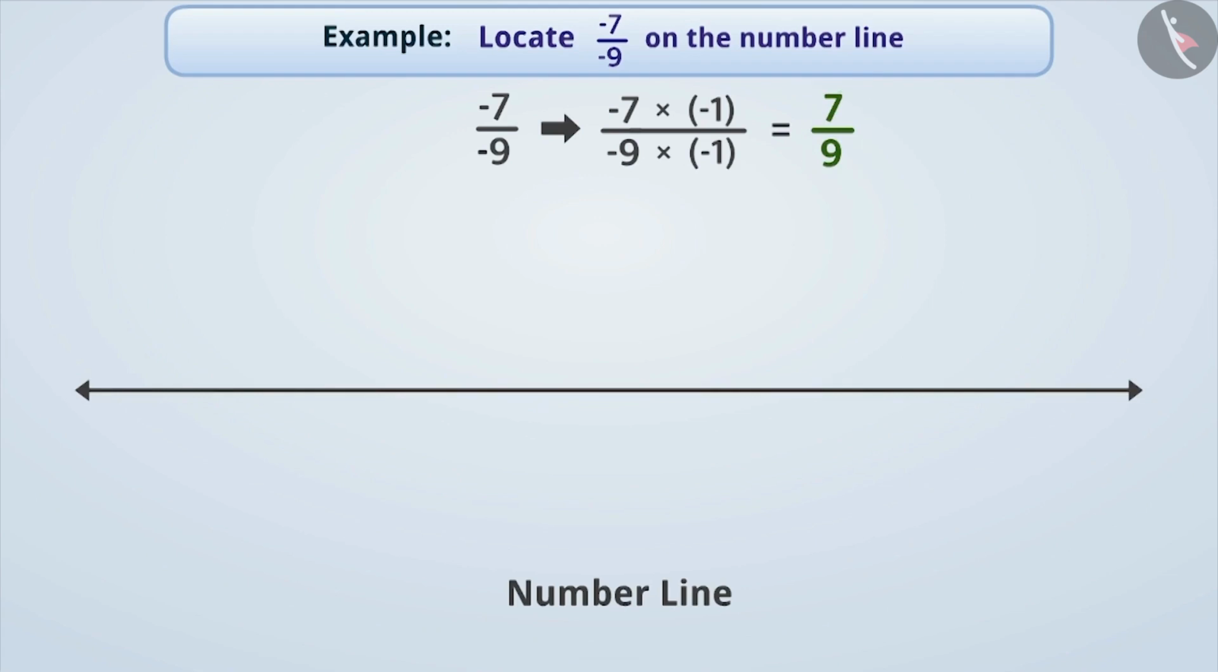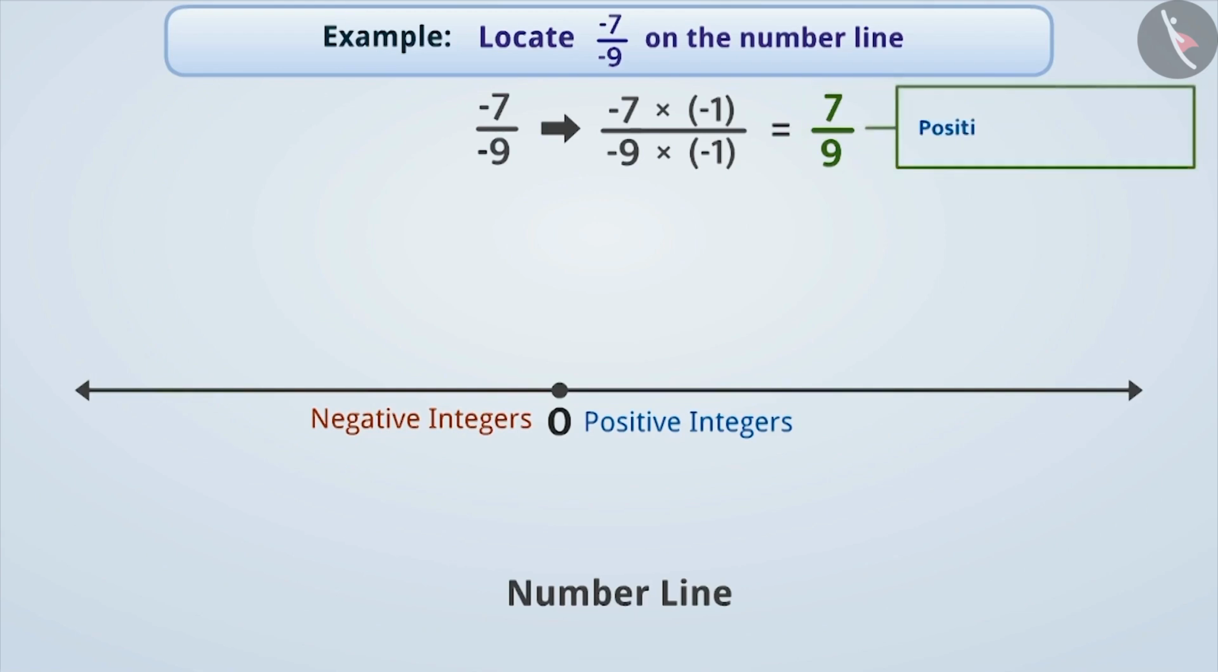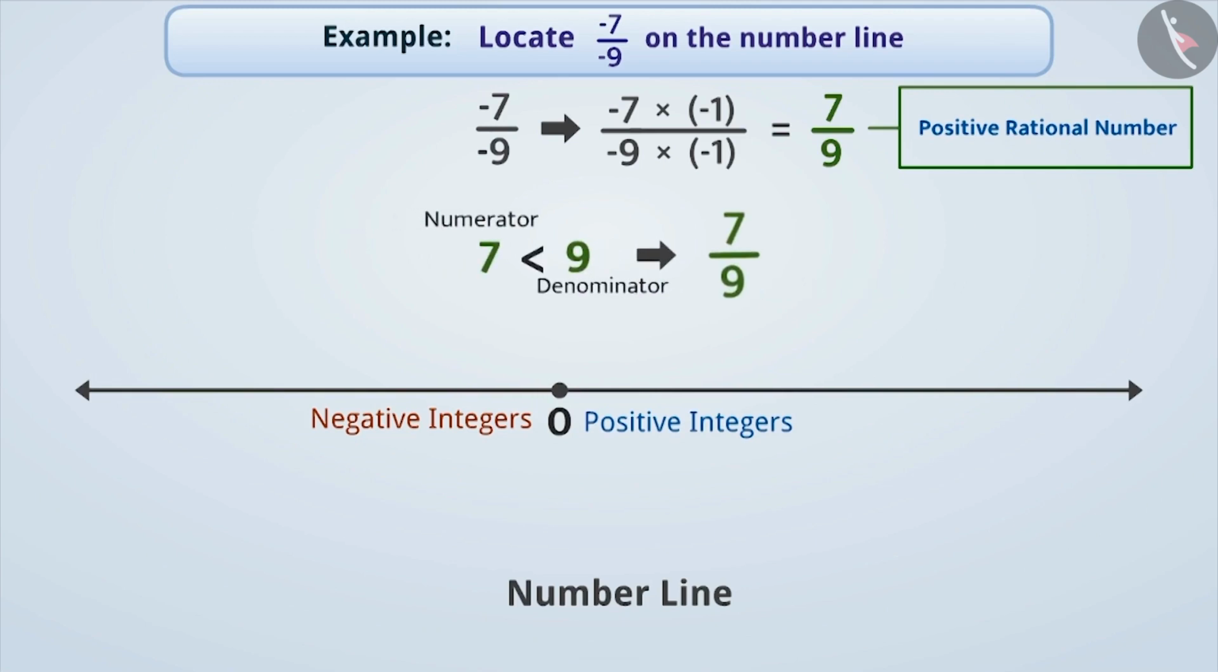To express 7 by 9 on the number line, first we will draw a line and mark a point as 0 on it. Positive integers are marked on the right side of 0 and negative integers are marked on the left side. Since 7 by 9 is a positive rational number, its position will be to the right of 0. Here, the numerator is smaller than the denominator, hence 7 by 9 is less than 1. As a result, its position will be between 0 and 1.